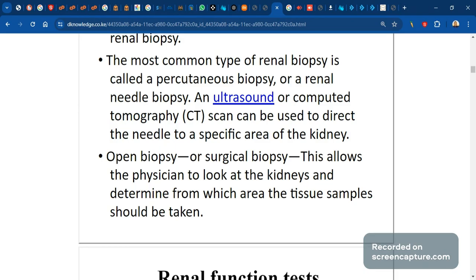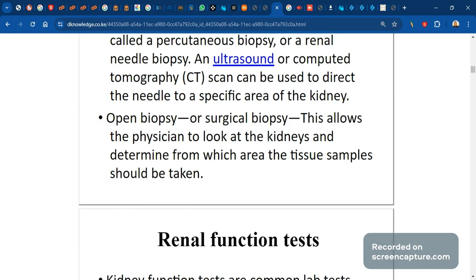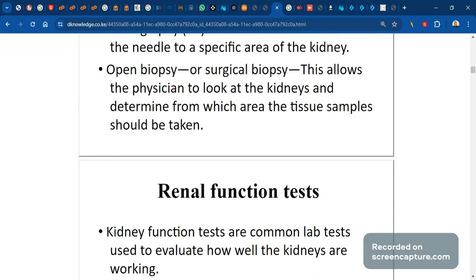And an ultrasound or computed tomography, that is a CT scan, can be used to direct the needle. So when the needle is inserted inside the kidney, there must be a guideline. So you'll be visualizing it using ultrasound and you're inserting the needle. And then we can also talk about the open biopsy or surgical biopsy. This allows the physician to look at the kidneys and determine from which area the tissue sample should be taken.